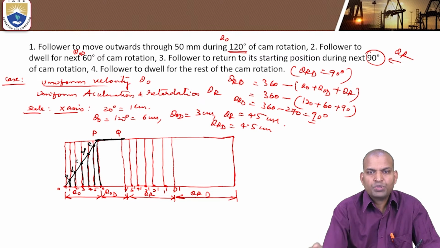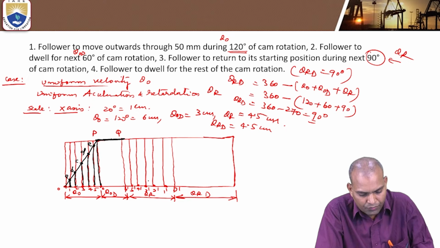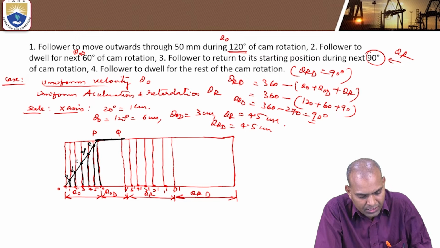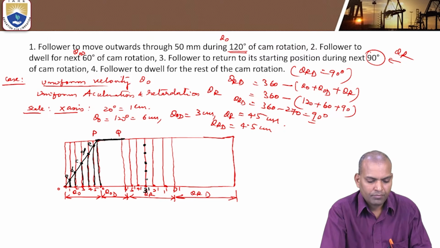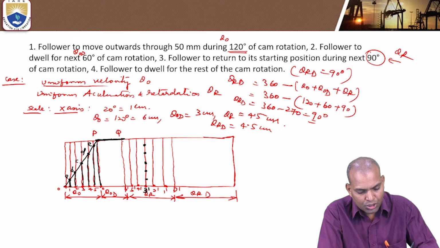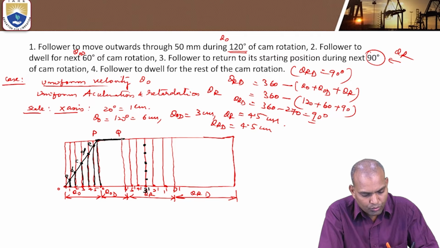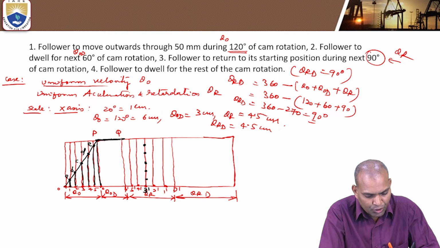So, how to draw the displacement diagram? Divide the center portion of the dashed line into an equal even number of parts, that is 6 even parts. Join this Q with the center portion.